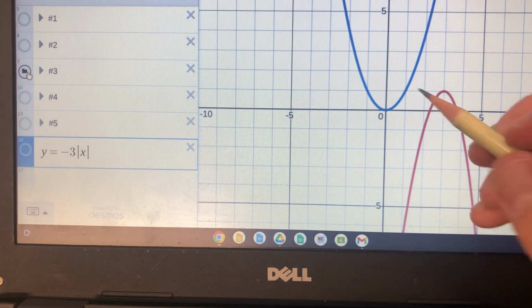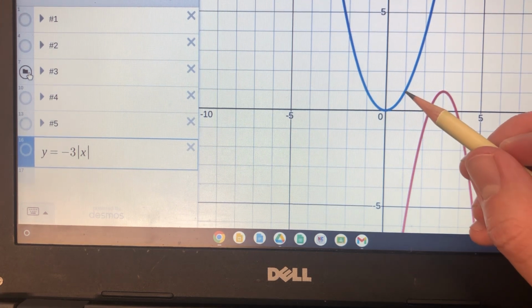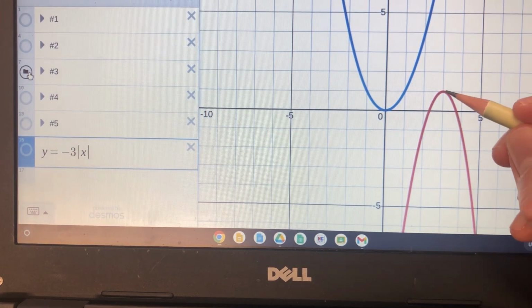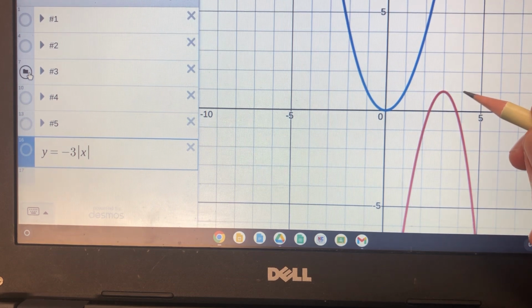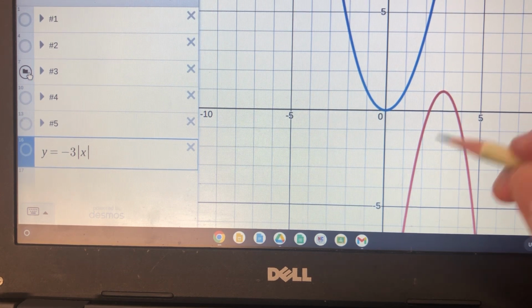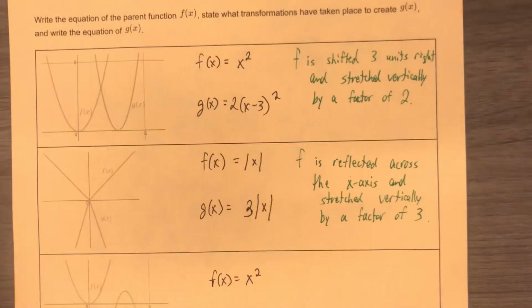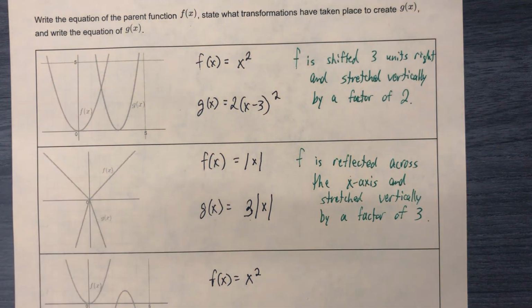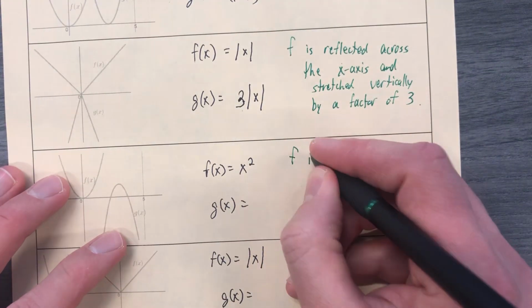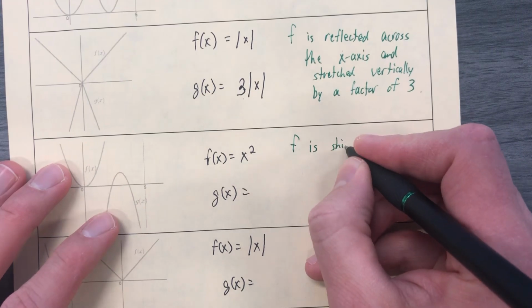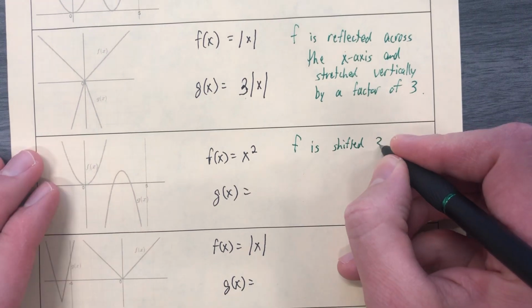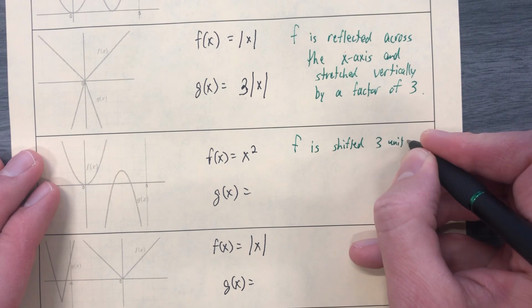Let's figure out that vertical stretch. I could go over 1 and up 1. There's the standard. And then from the vertex of this one, I could go over 1. And then I'm going to go until I land on a grid mark, 1, 2. So it got stretched by a factor of 2. If you want to get technical, it was negative 2, which is why it's upside down. So we're going to write that down very quickly. F is shifted 3 units right.